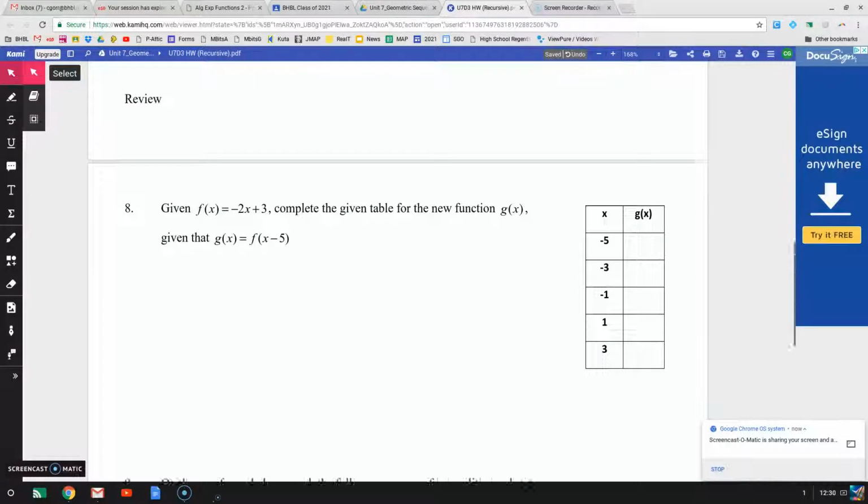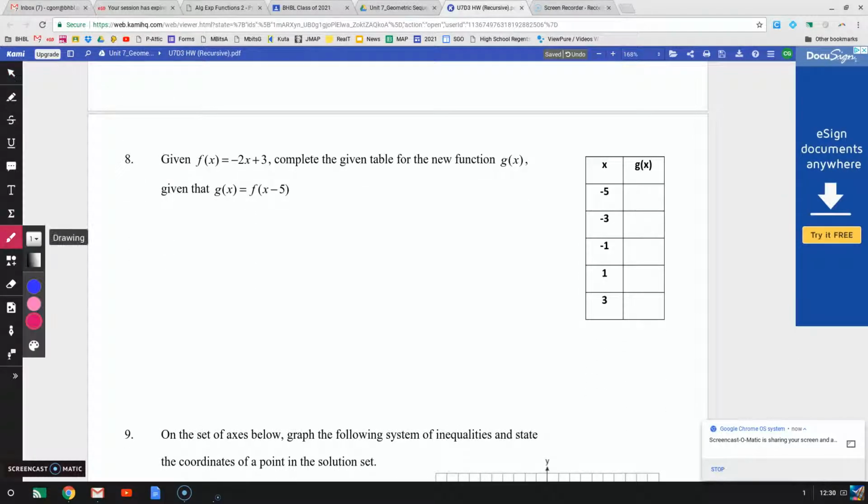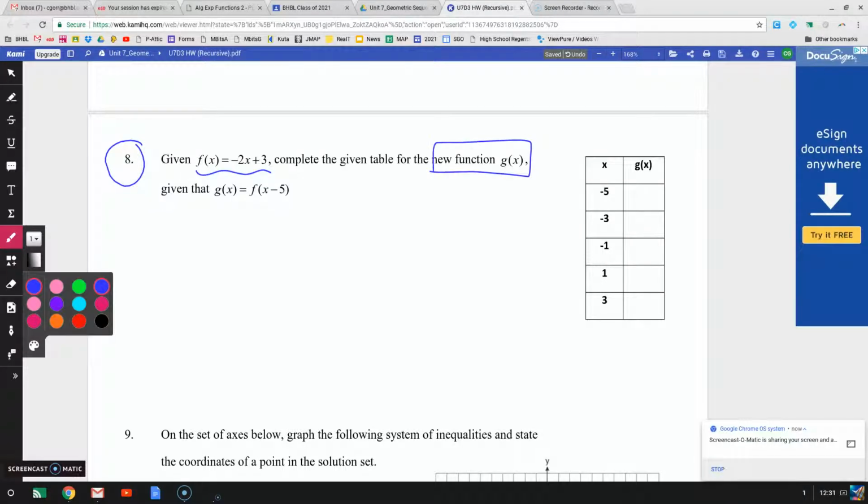Moving on to the back, I'm going to get you started on question 8, but I'm not going to finish it for you. You're going to have to finish this one on your own. So I have a function f of x, and I'm going to make a new function g of x. This is going to be a brand new function. And g of x has a new definition that it's f of x minus 5.